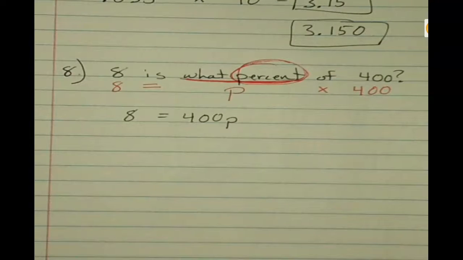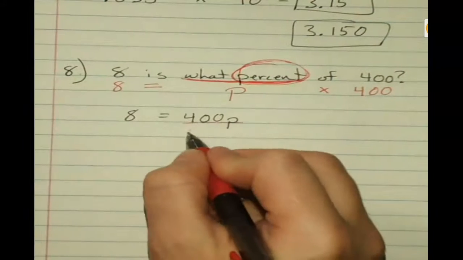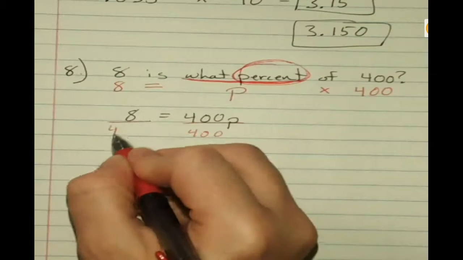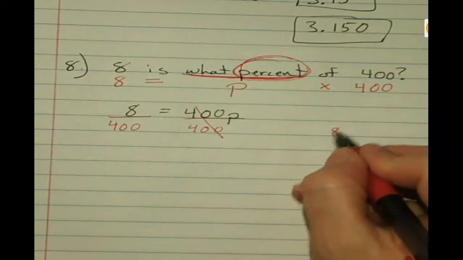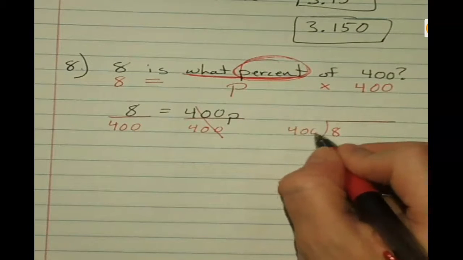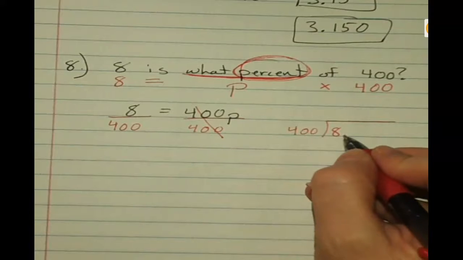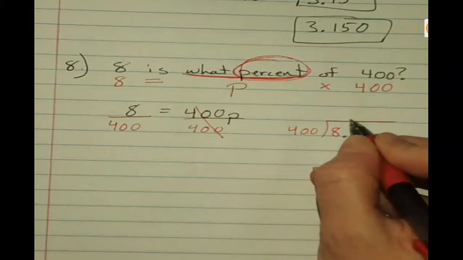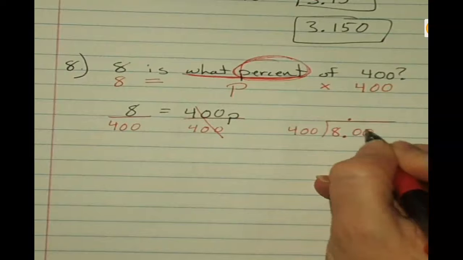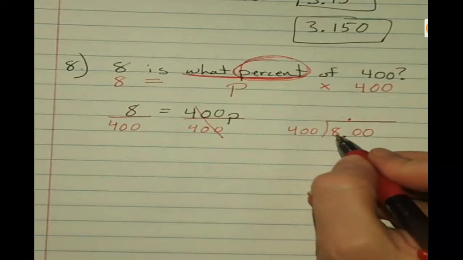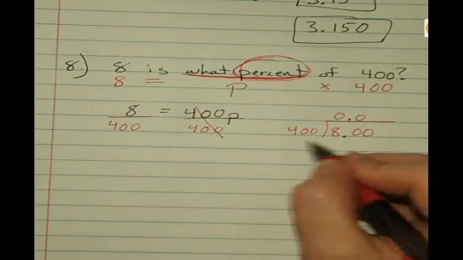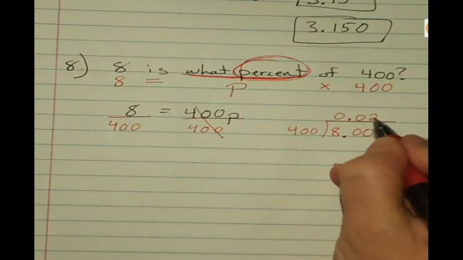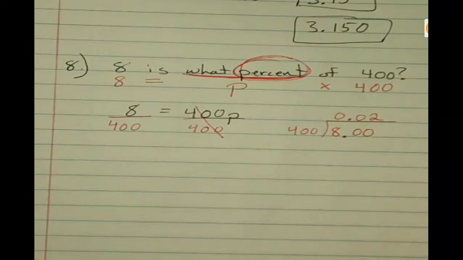Okay, so Tanner, what do I do now? Then you would divide both sides by 400. Yes, ma'am. Good job. So over here, it would be 8 being divided by 400. For the sake of time, I want to write down how you solve this. Well, 400 goes into 8 0 times, 400 goes into 80 0 times, 400 goes into 800 2 times. So there's really your answer.